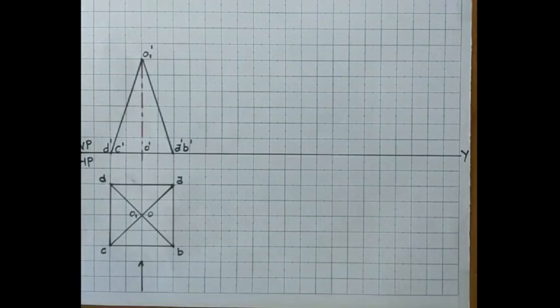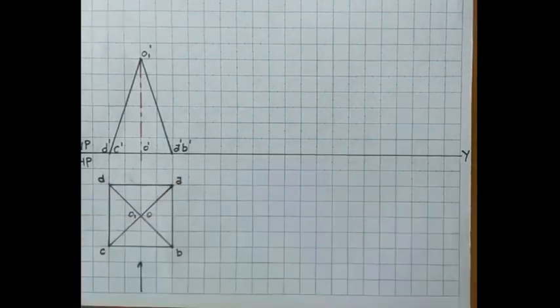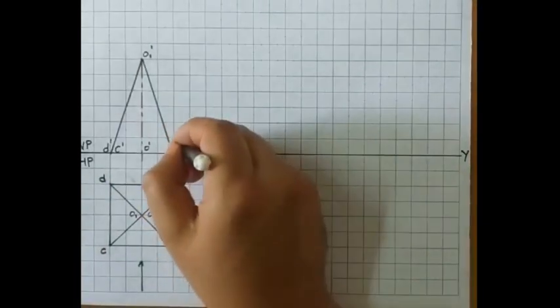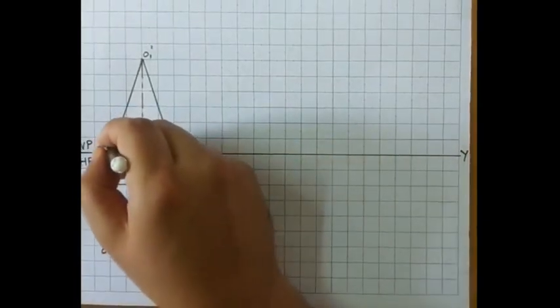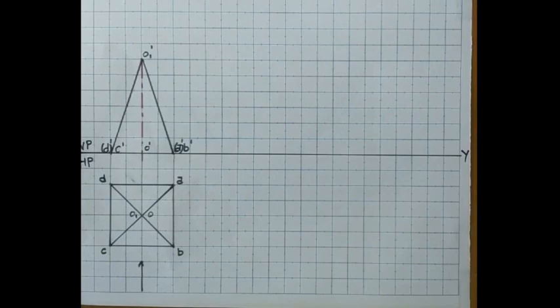Now the observer is able to see only the corners B and C. A and D are invisible, so I am going to keep A dash and D dash within the bracket. Similarly, in the top view, we are able to see all the slant edges.